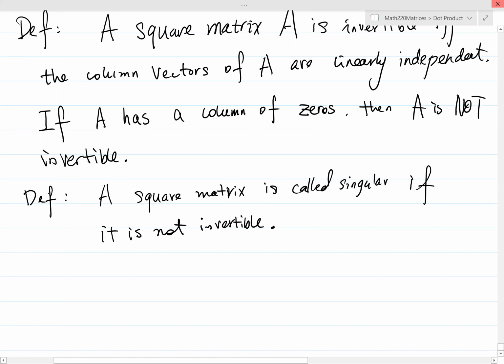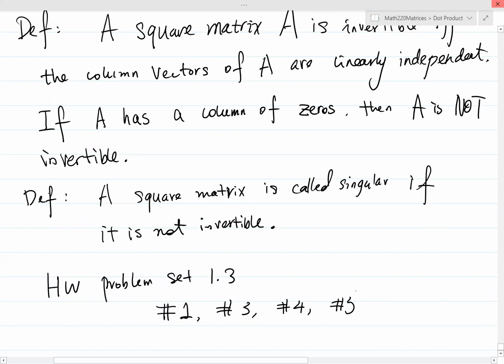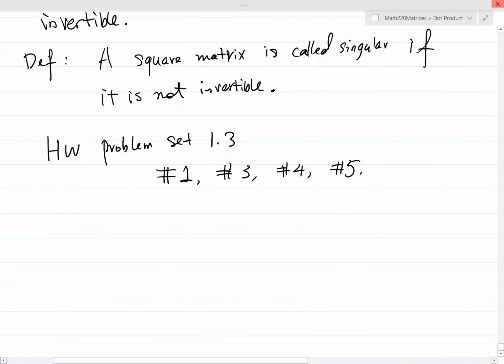Okay, here is the homework for this section. Homework for this problem set 1.3: number 1, number 3, number 4, number 5.